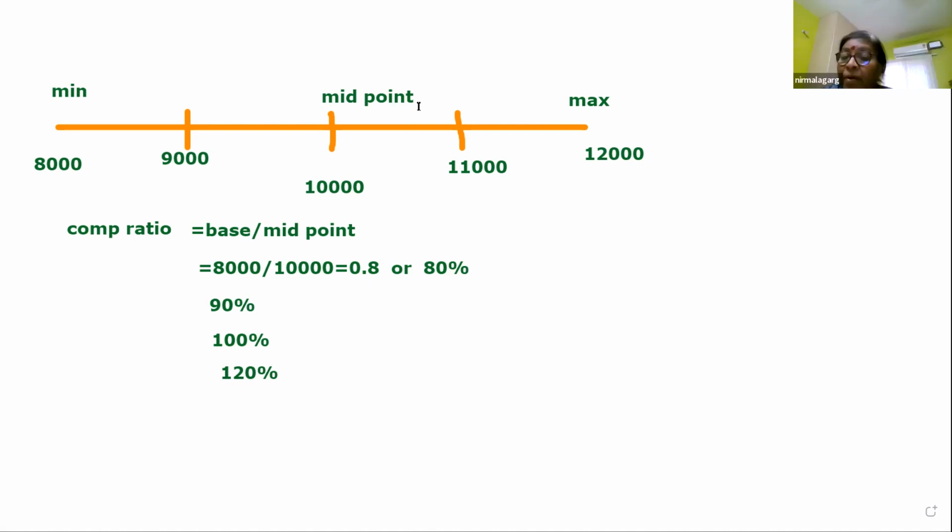Rahul and Naveen are two people who are working as HR managers. Both have got a rating of 4 on a 5-point scale. Both of them have got a 4 rating. Now, Rahul is sitting at 90% comp ratio and Naveen is sitting at 110% comp ratio. Both of them are HR managers and both of them have got the same rating. Got it? Now, what will I do?